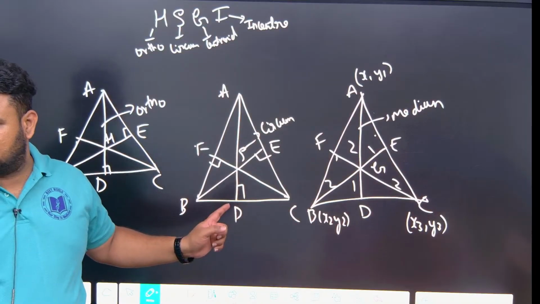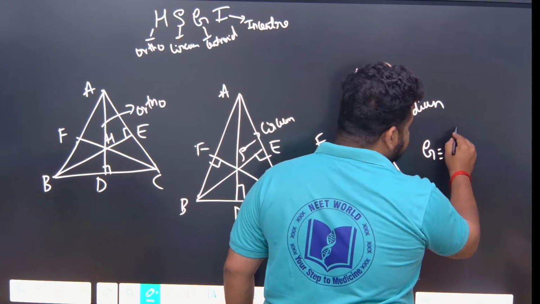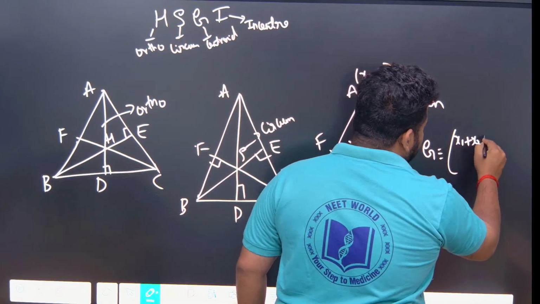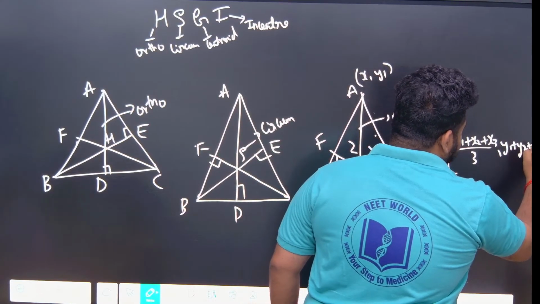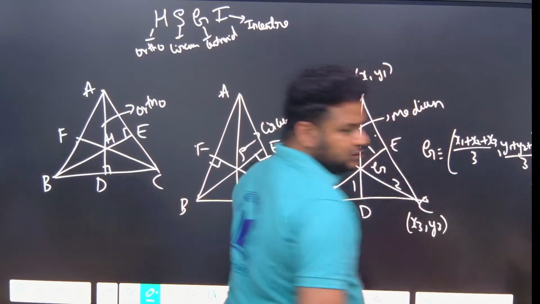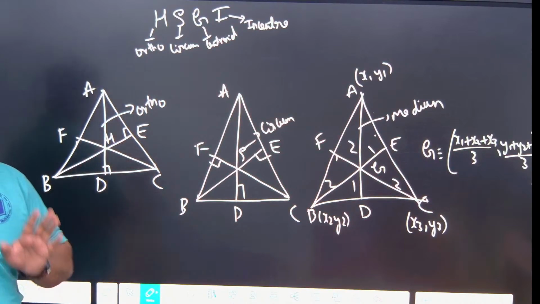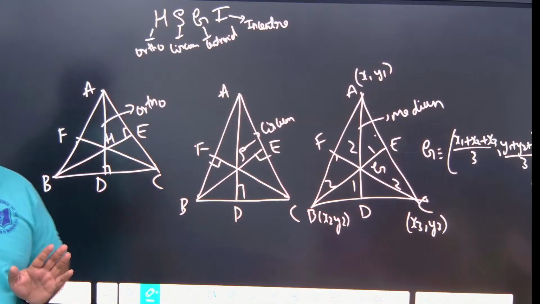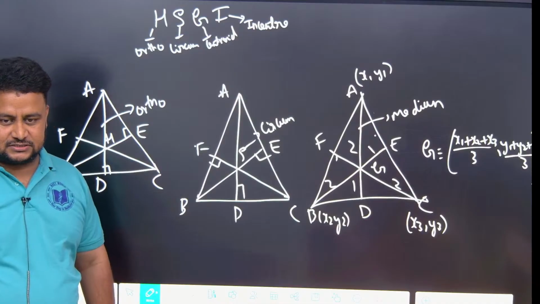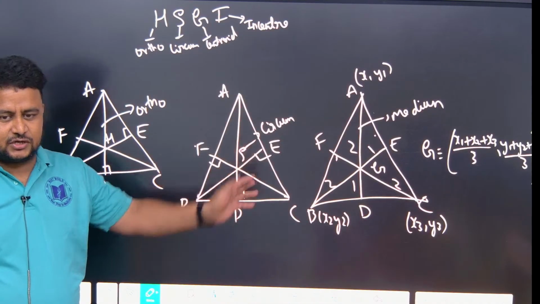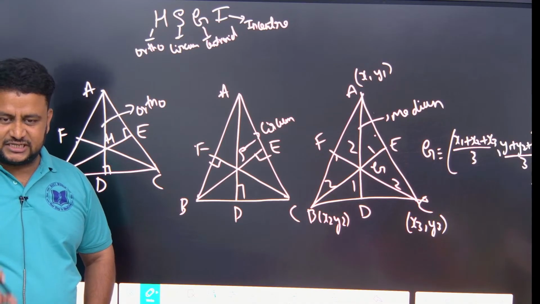If they ask the coordinates of the centroid, it is nothing but the average of the coordinates, that is G is given by x1 plus x2 plus x3 by 3, comma y1 plus y2 plus y3 by 3. Understood? So orthocenter is the point of intersection of altitudes. Next is circumcenter, the point of intersection of perpendicular bisectors. Next is centroid, the point of intersection of medians. Median means it will bisect the third side, and it is not perpendicular, it will just bisect the third side.